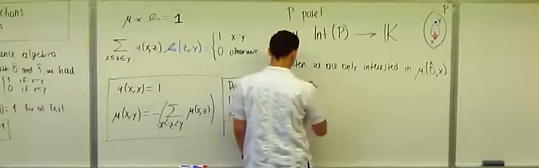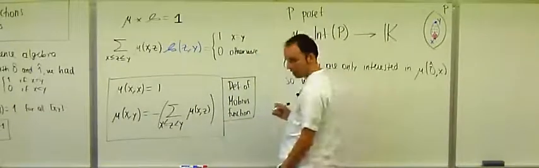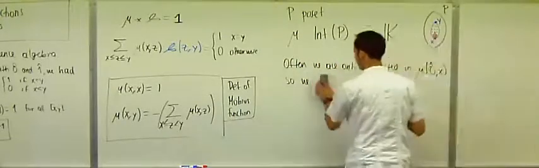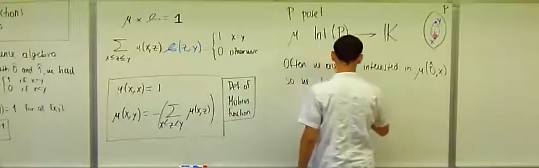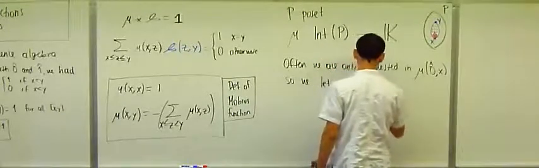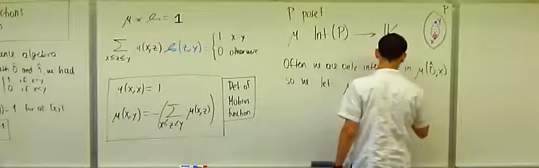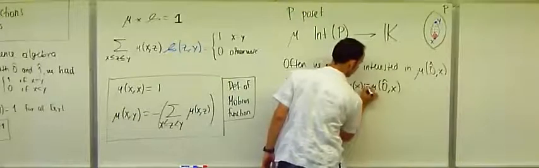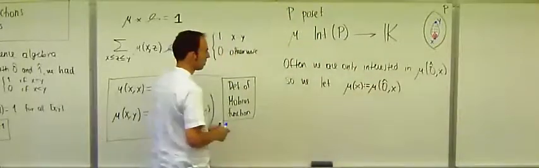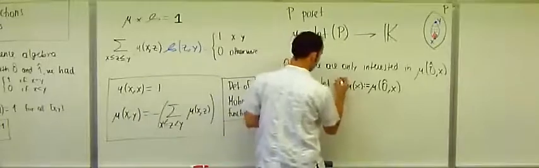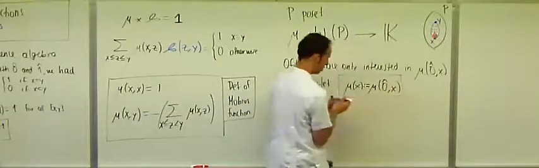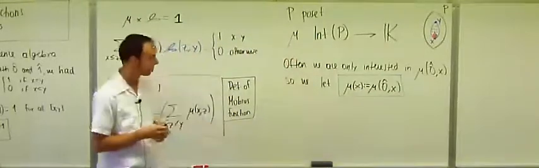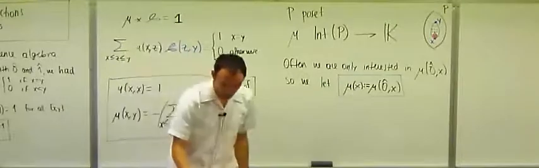So we can also define mu of x to be mu of the bottom element, comma, x. Okay, this is a definition. So when mu is only given one argument, then it is assumed that the first argument is 0 and the second argument is the one that you have written. Okay?